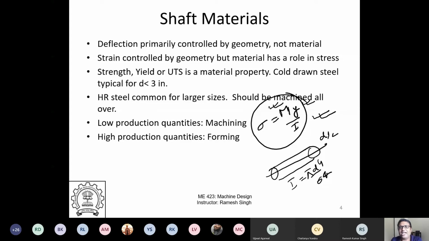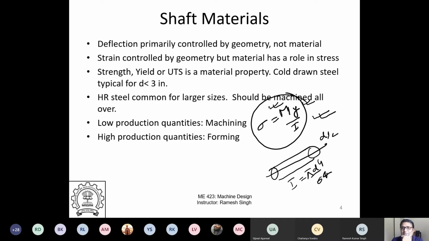What I'm saying is that's a fair argument. Strains will be independent of material, I can agree. True. But here I'm giving you a formulation where sigma is equal to My over I. What you're saying is correct, that strains are independent of material. Stresses are not independent of material. That's a very valid statement. But what I'm showing you here is sigma equals My over I. Show me where the material property is.